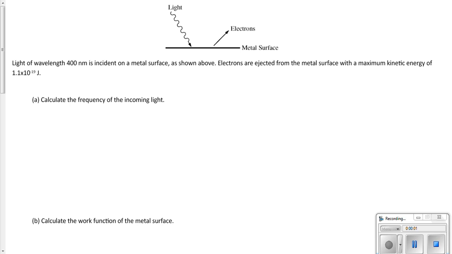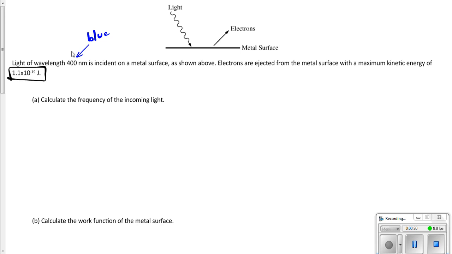Light of wavelength 400 nanometers, which we've already identified as blue, is incident on a metal surface. So that metal surface assumably contains many electrons within it. Those electrons are ejected from the metal surface with a maximum kinetic energy of this much. What is the frequency of the incoming light?